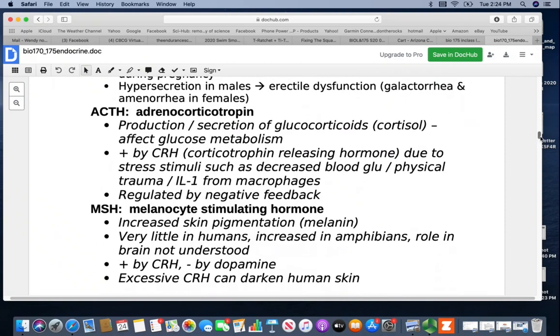Melanocyte stimulating hormone will lead to an increase in skin pigmentation from melanin. The levels of this in humans are really low. We see higher levels in amphibians, and we don't fully understand the role of this in the brain. Interestingly enough, it is stimulated by corticotropin releasing hormone, so it's linked to stress, and then inhibited by dopamine. So we know excessive corticotropin releasing hormone can actually darken human skin.